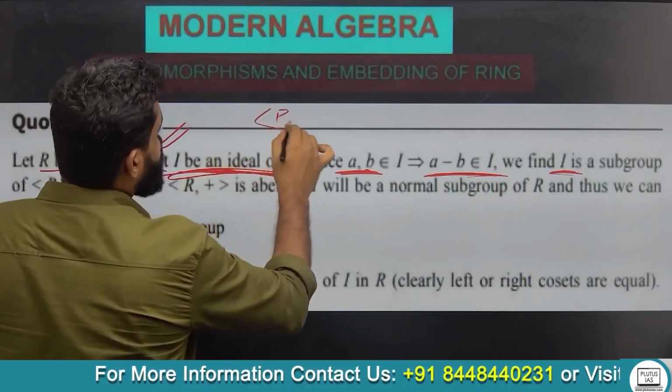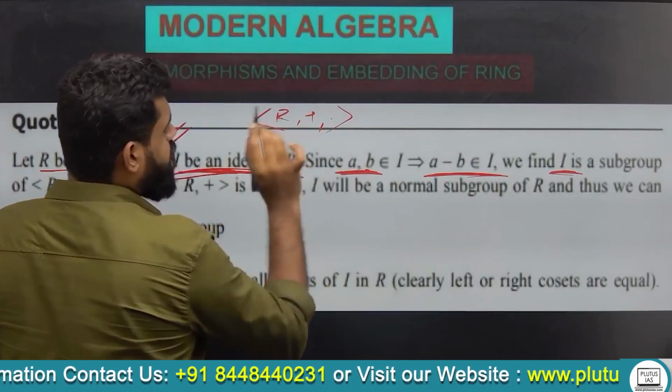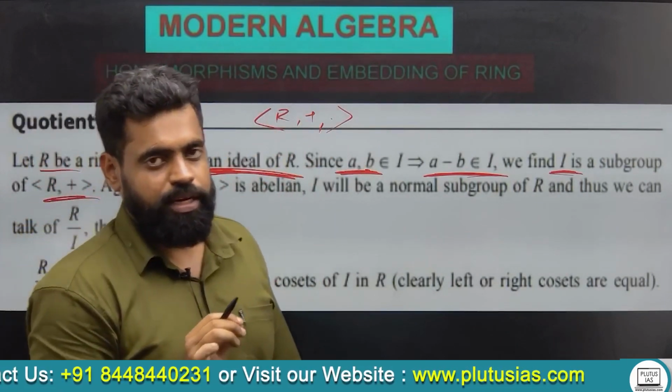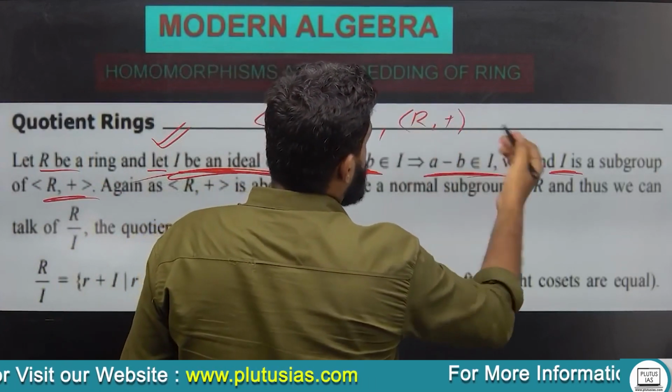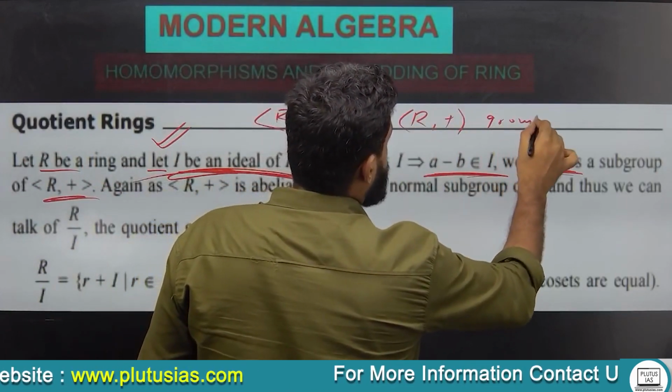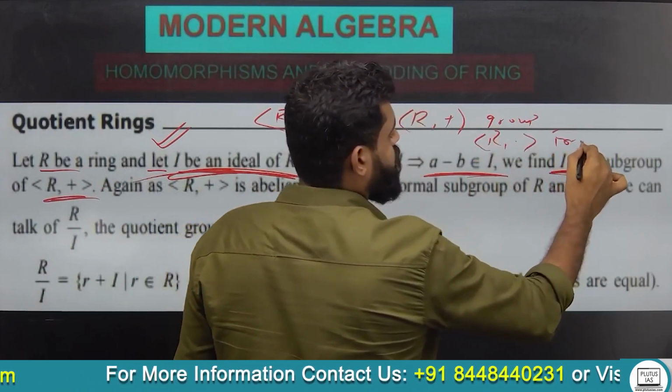A ring is made of two compositions, that is addition and multiplication, and we know that R under addition forms a group and R under multiplication forms a semigroup.